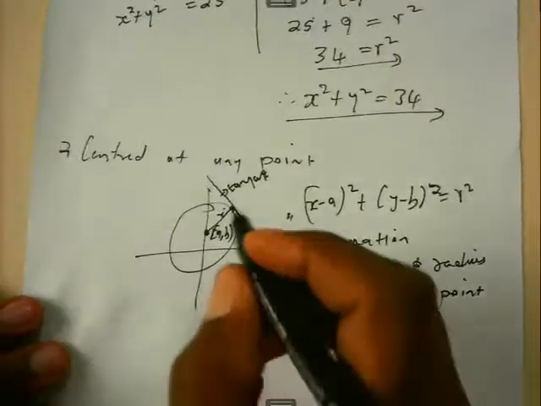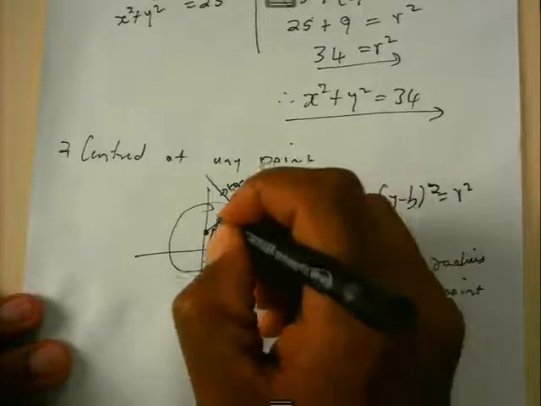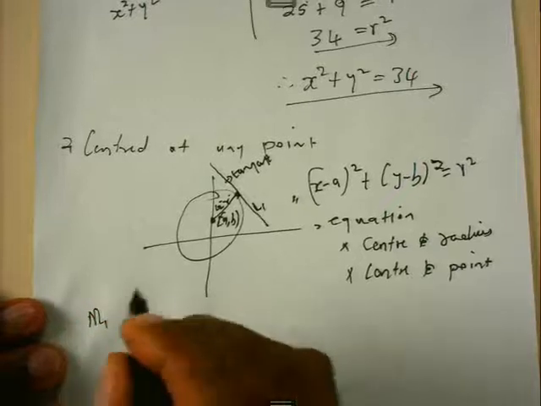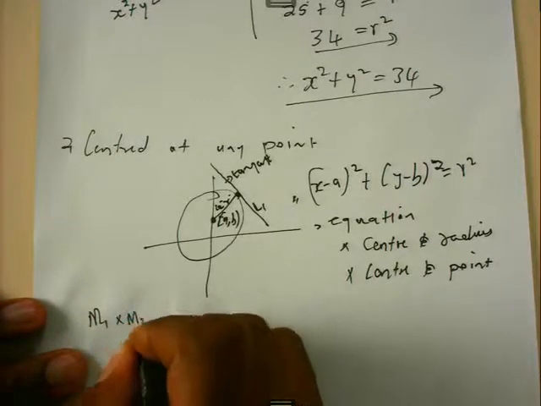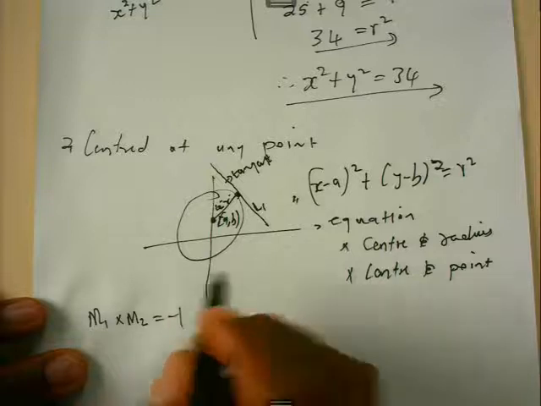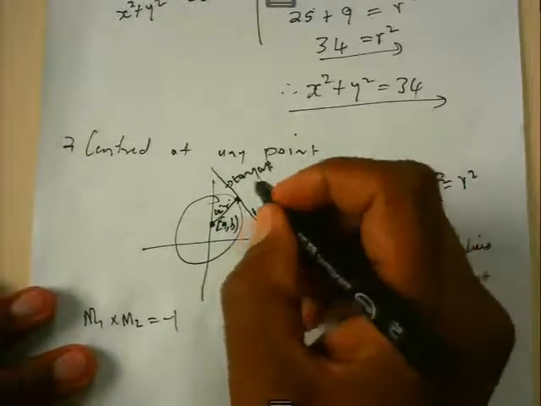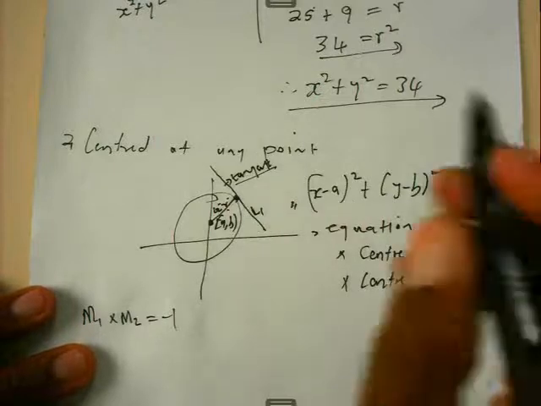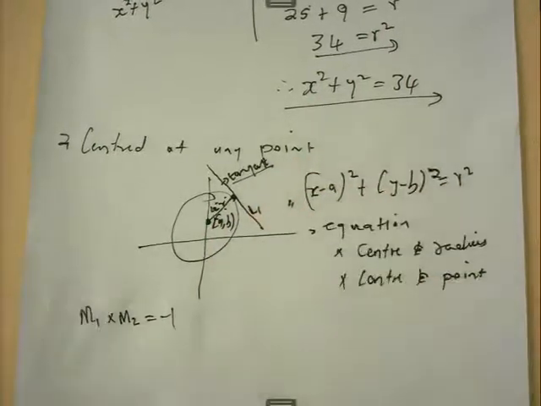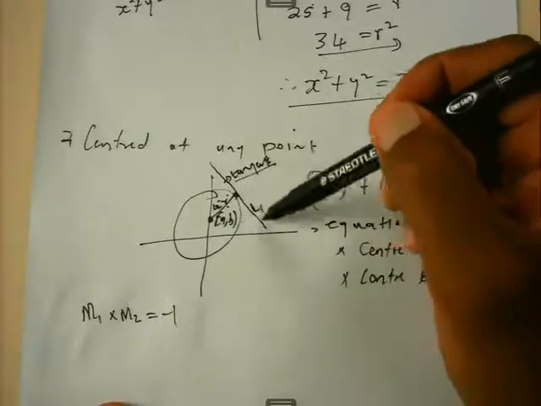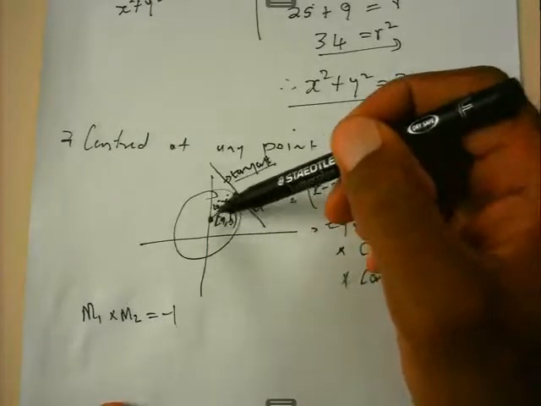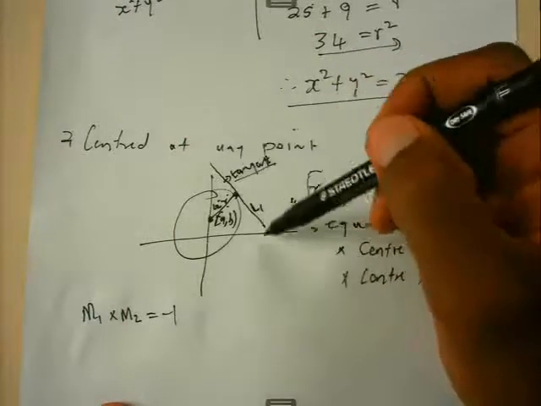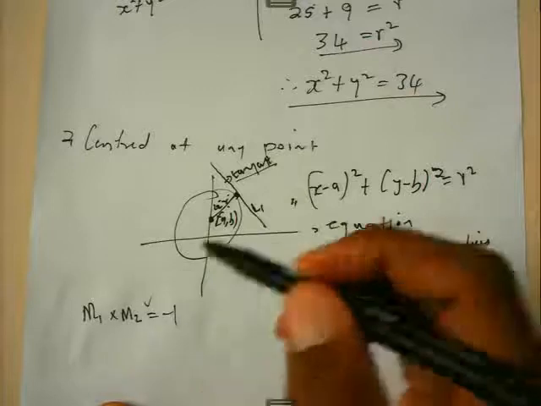Of course, we must remember now, if we have line 1 here, this will be line 2. Now, remember now, the gradient of line 1 multiplied by the gradient of line 2 is equal to −1. Why are we saying this? We know that the tangent is perpendicular to the radius, right? Therefore, if we can have the gradient of the radius, then it will be easier for us to find the gradient of the tangent.